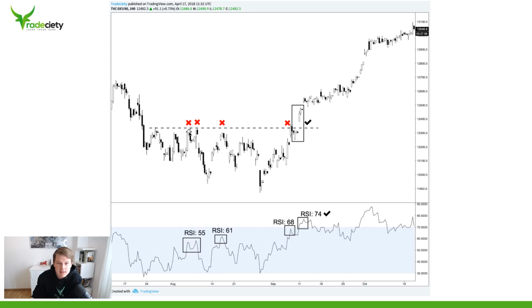So you can see here the price moved multiple times into the resistance. Here the RSI was roughly at 55, here it was at 61, 68, but it wasn't until the RSI was above 74 that the market actually broke out.